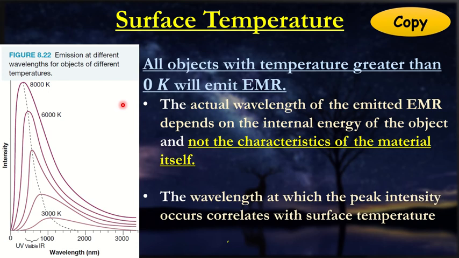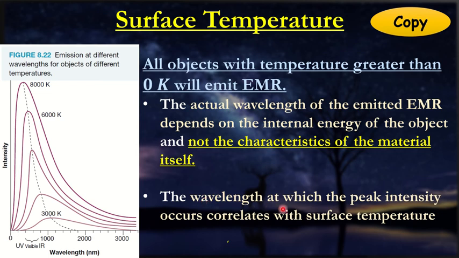So if someone tells you that radiation is bad, to an extent, for some radiations, perhaps, but we humans do emit radiation as well. So that's the thing. We are radiators of heat. Just remember, the actual wavelength of the emitted electromagnetic radiation depends on the internal energy of the object and is not characterized by the material itself. So the higher we go in terms of the temperature, we're actually not seeing what it's made of. We're actually looking at the amount of energy that's inside that object.